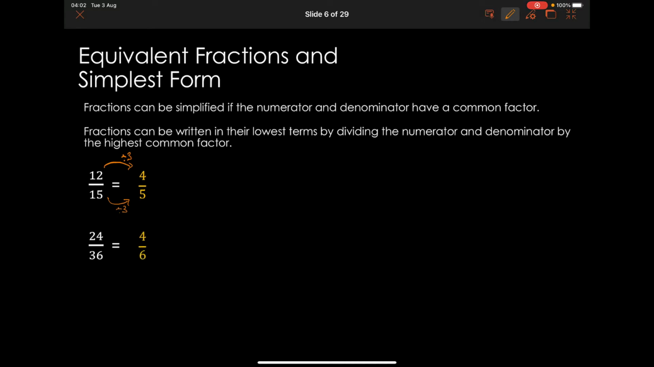And then for the next one, you should have got 4 over 6. And that's because we've divided by 6. Okay, 24 divided by 6 is 4. And 36 divided by 6 is 6.